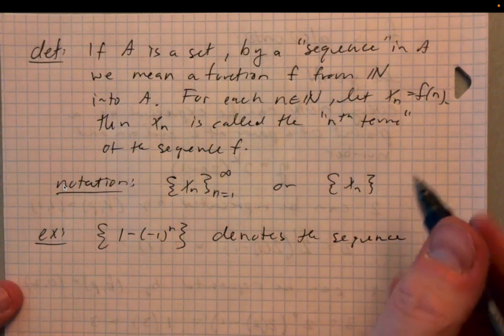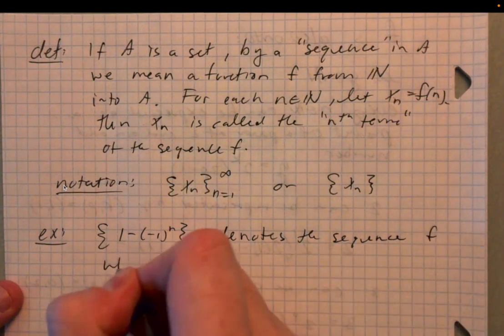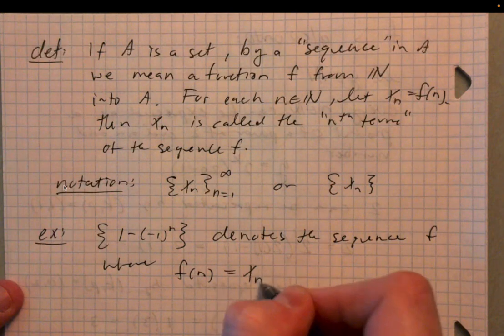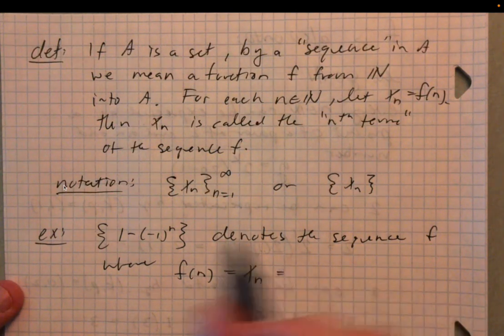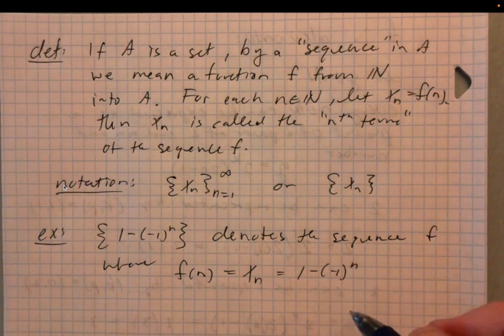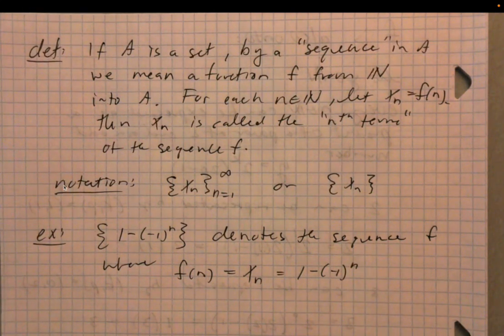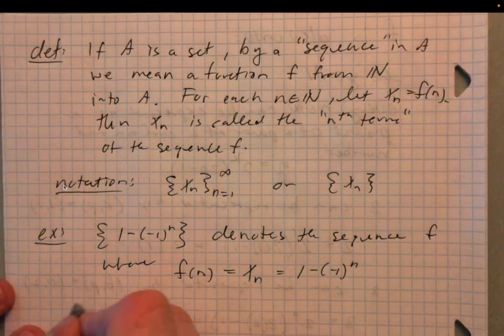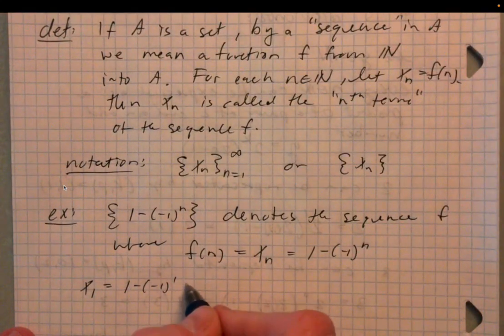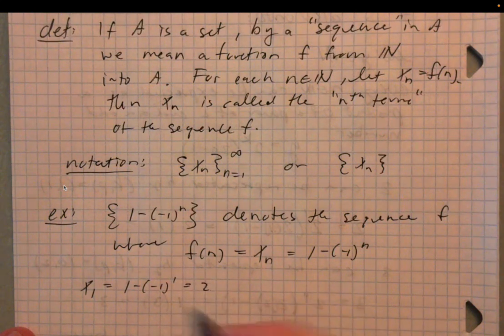This denotes the sequence f, where f of n is equal to x sub n, the individual terms would be 1 minus negative 1 to the n. Right, so that would be the nth term. For example, x1 would be 1 minus negative 1 to the first, which would just be 2.